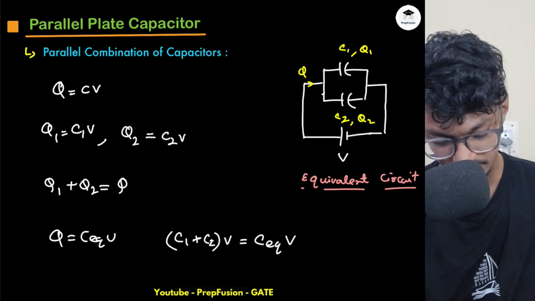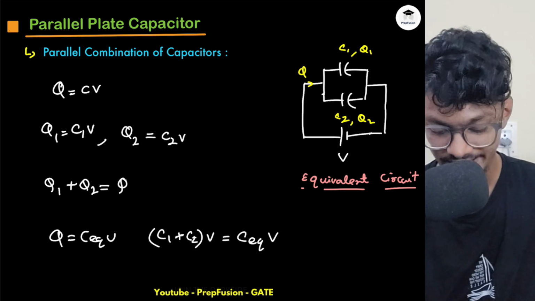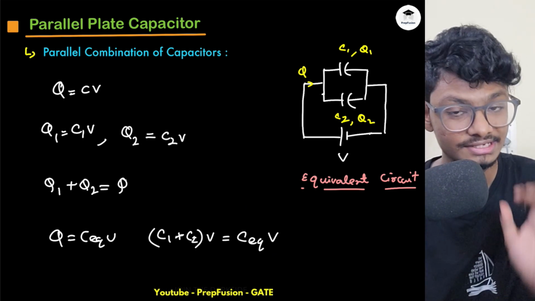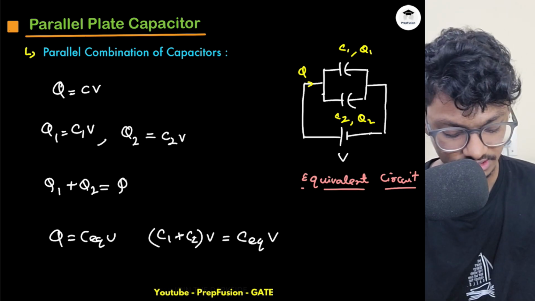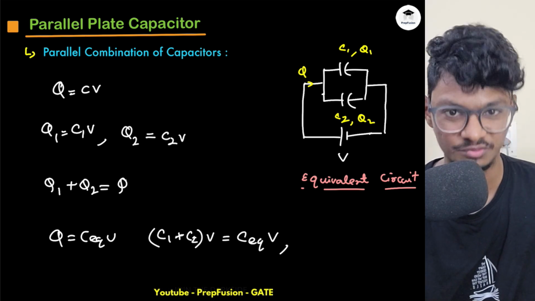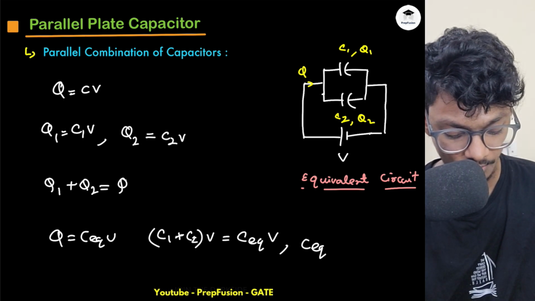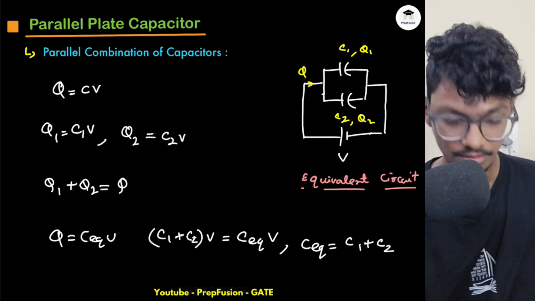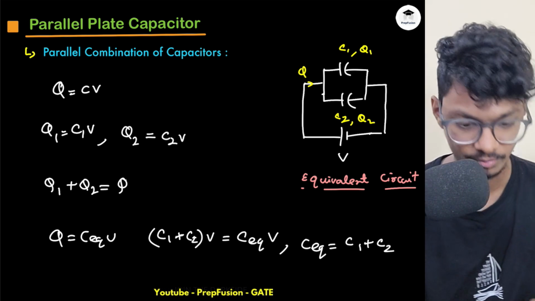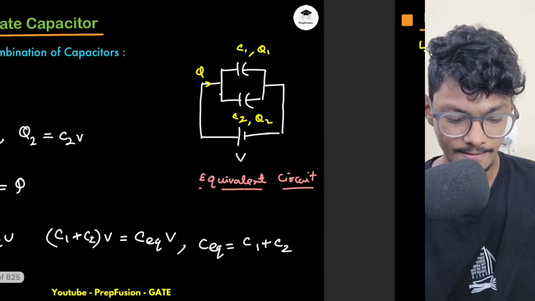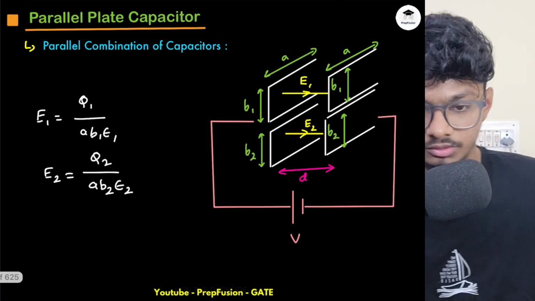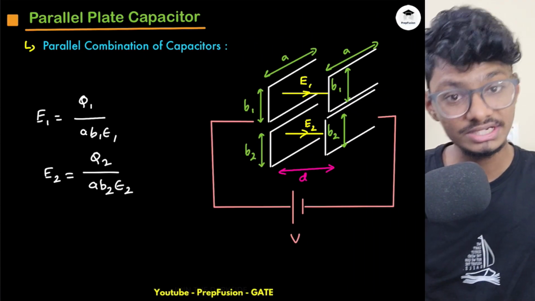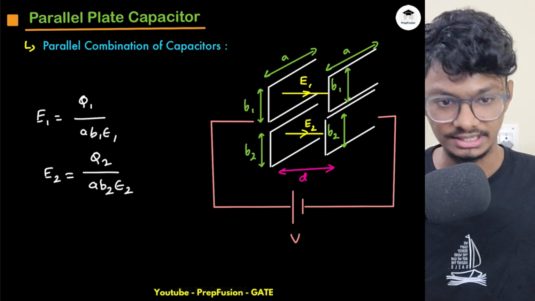So my C equivalent simply comes out to be C1 plus C2, because in the case of capacitance, it is the other way around. If you remember, for resistors, the parallel combination expression was a bit weird. Here the parallel combination expression is simple, but the series combination expression is a bit weird. Okay, C equivalent is C1 plus C2. That is the equivalent circuit. There are other types of combination as well, which I will discuss.